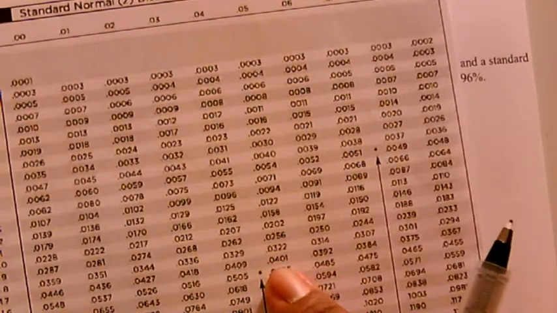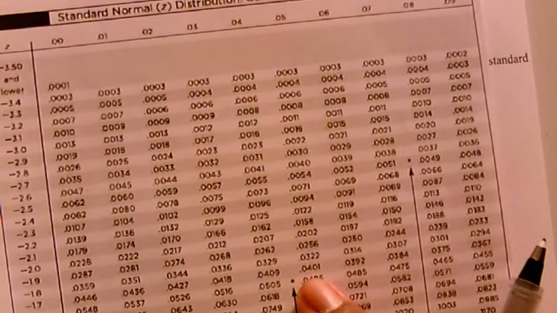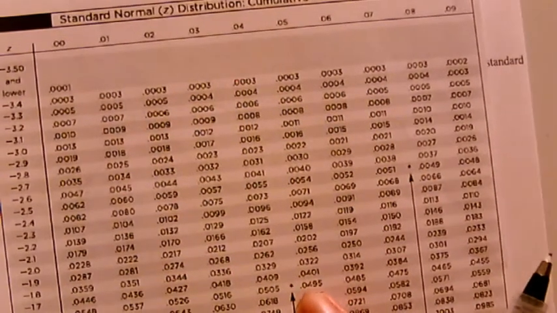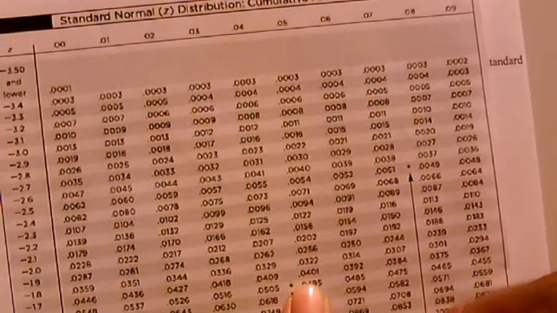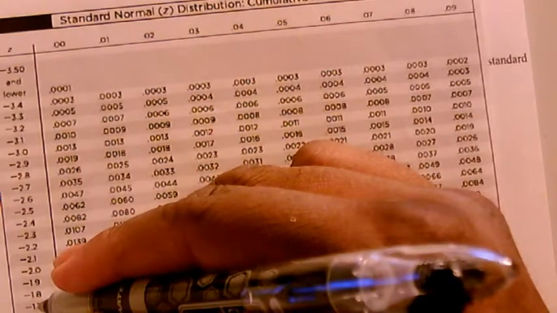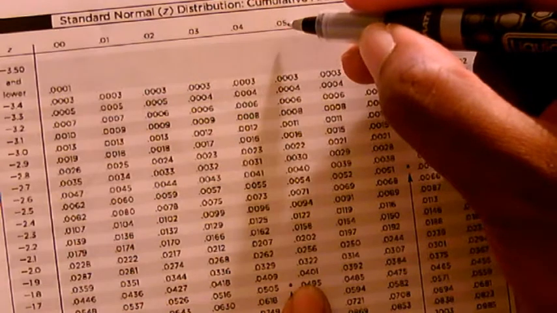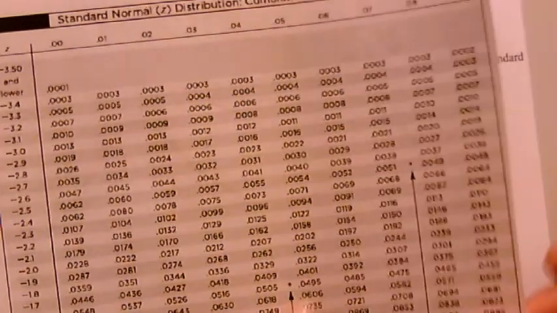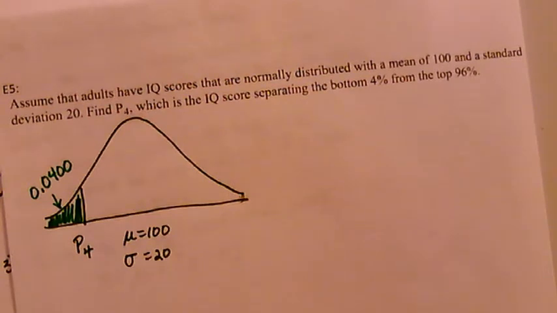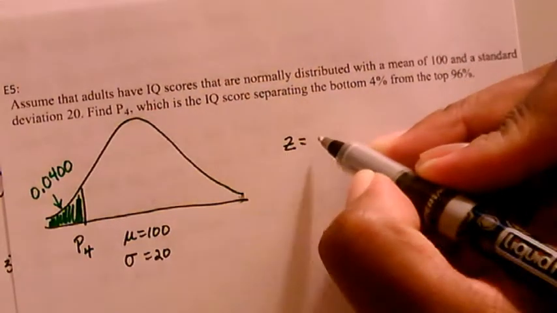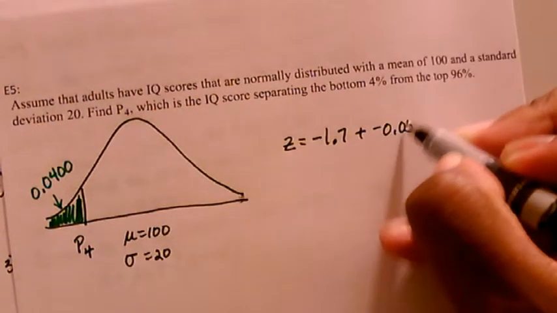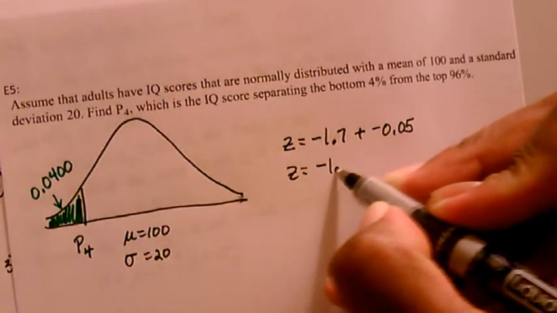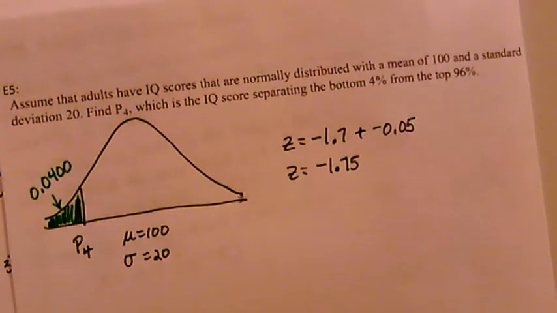Now I'm going to read to the left and up top. I'm going to read off the row and the column that 0.0401 is in. For 0.0401, that row is negative 1.7, and that column is 0.05. So we got negative 1.7 and negative 0.05. So this is negative 1.7 plus negative 0.05. If you add those together, you'll get negative 1.75. So in this case here, your z value is negative 1.75.